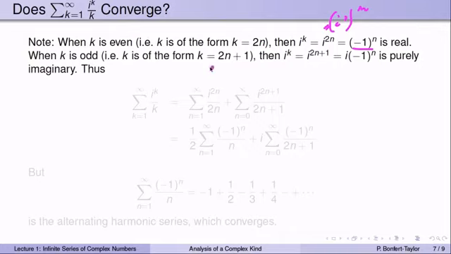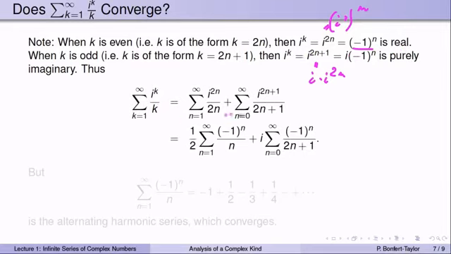On the other hand, when k is odd, then k is of the form 2n plus 1, those are all odd numbers, then i to the k is of the form i to the 2n plus 1, and I could write that as i times i to the 2n, and since i to the 2n is -1 to the n, this i to the 2n plus 1 becomes i times -1 to the n. That's purely imaginary. It's either i or -i, depending on whether n is even or odd. Therefore, the series of the i to the k's over k's can be split up into the real part, which is this one right here, and the imaginary part, which is this one right here.